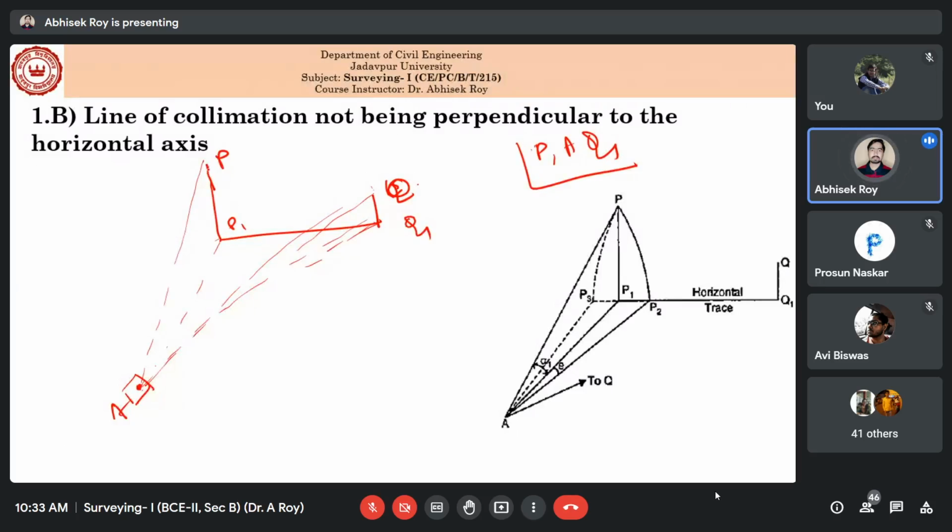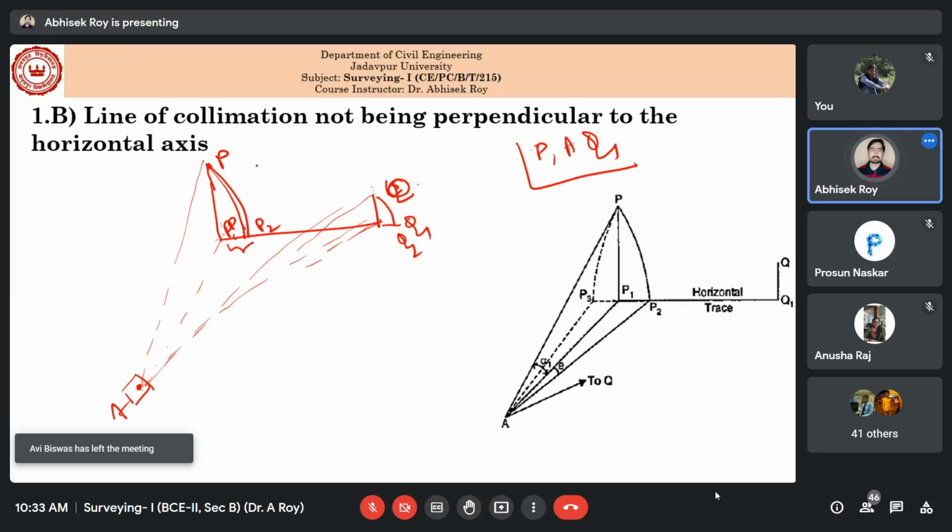But actually if you are having some sort of error between the line of collimation and the horizontal axis, it will not follow this path. So it will follow a path like this. So instead of P1 you are measuring P2. Instead of Q1 you are measuring Q2. So obviously here also you are moving a little bit to the left side. Here also you are moving a little bit to the left side.